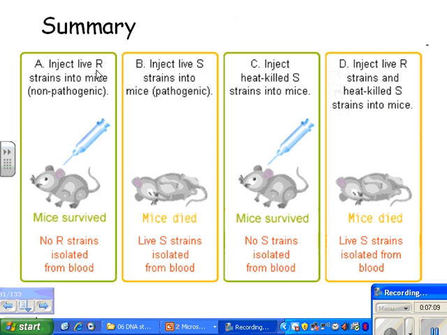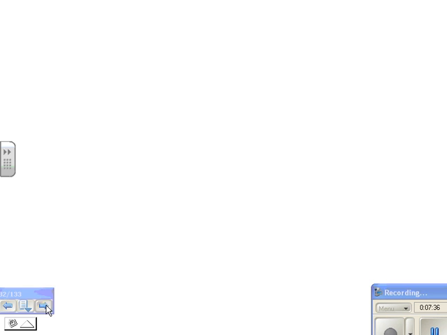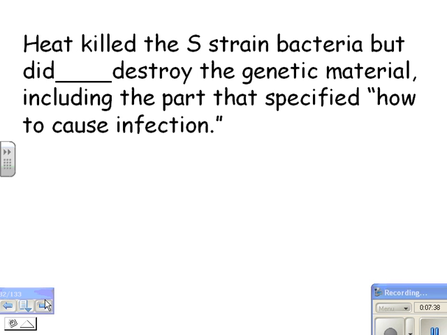So here's a summary of it. He injected the good strain, the R strain, into the mice, and they survived. Injected the live S strain, the bad one, into the mice, and they died. Injected the heat-killed S into the mice, and they lived. Injected the live good ones and the heat-killed bad ones, and they died. And then he found live S strains isolated in the blood. So he had killed the S, but then they found the S. Crazy.